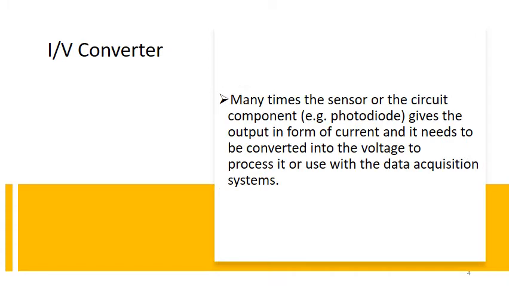Next are the IV converters, that are current to voltage converters, and why they are used. Many times the sensor or the circuit component like a photodiode gives the output in the form of the current, and it needs to be converted into the voltage to process it or use with the data acquisition system. That is why we need current to voltage converters.